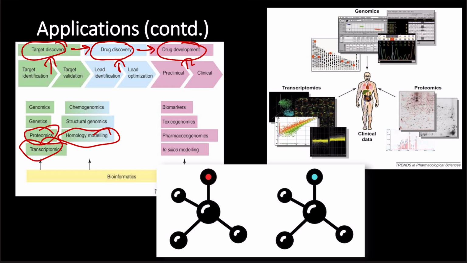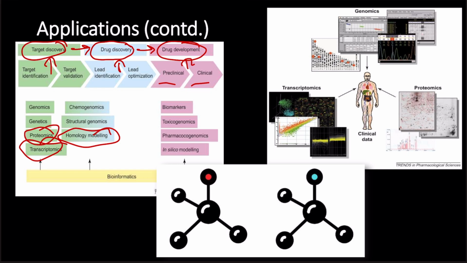Then in the drug discovery phase also, that is where we are identifying the lead and optimizing the lead, there also we need bioinformatics. And finally, in preclinical and clinical trials, there we need bioinformatics for assessing the toxicity profile, and for assessing the several biomarkers which show that the drug is particularly working on a particular condition. So in all the cases we need bioinformatics.